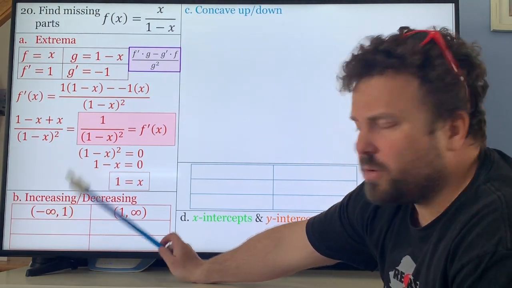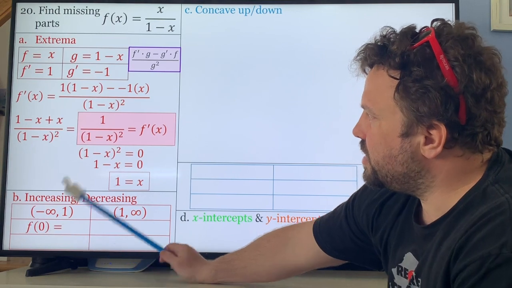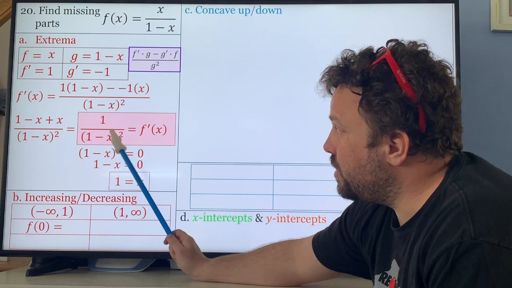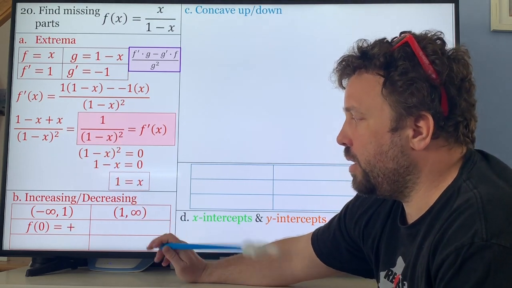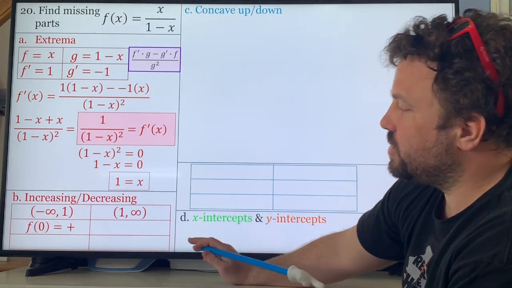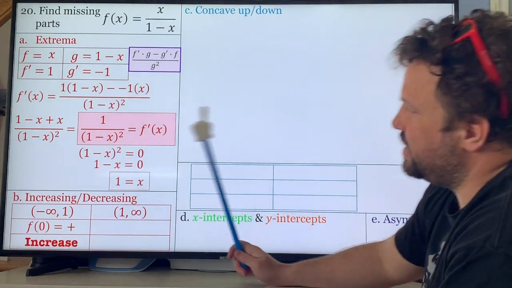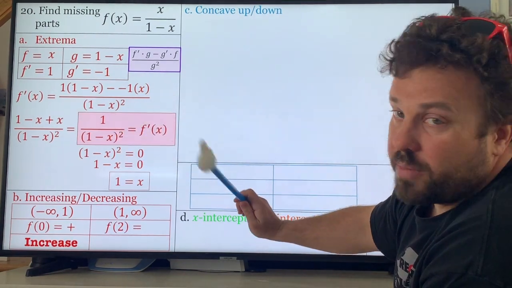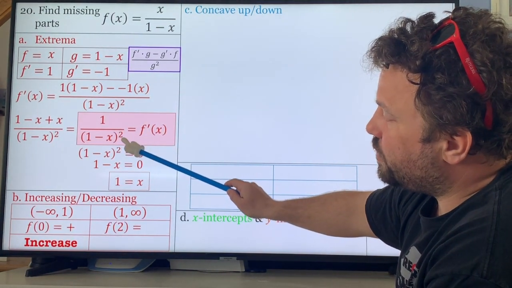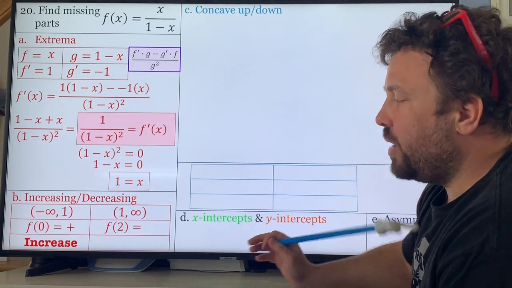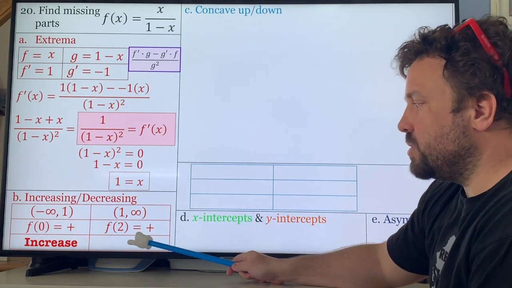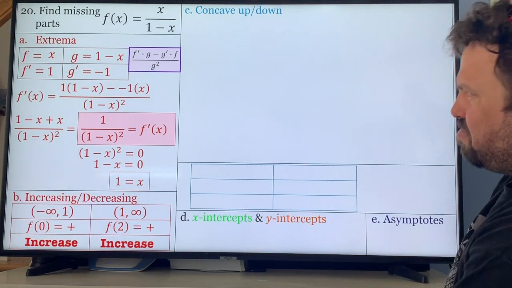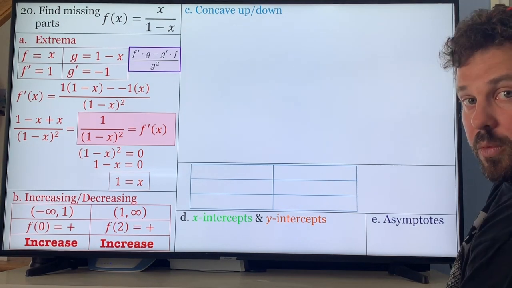Test a number between these two, let's pick 0. You plug 0 into the derivative. 1 over 1 minus 0. 1 over 1 is 1. 1 is a positive number. Positive numbers are increasing. See? Nice and easy. Now let's pick a number here. Let's say we pick 2. 1 over 1 minus 2, squared. 1 minus 2 is negative 1, but when you square it becomes a positive 1. 1 over 1 is 1, and 1 is a positive number. Positive numbers are increasing. So our graph is going to increase, and then it's going to continue to increase. That's interesting. Think that's possible? We'll find out.